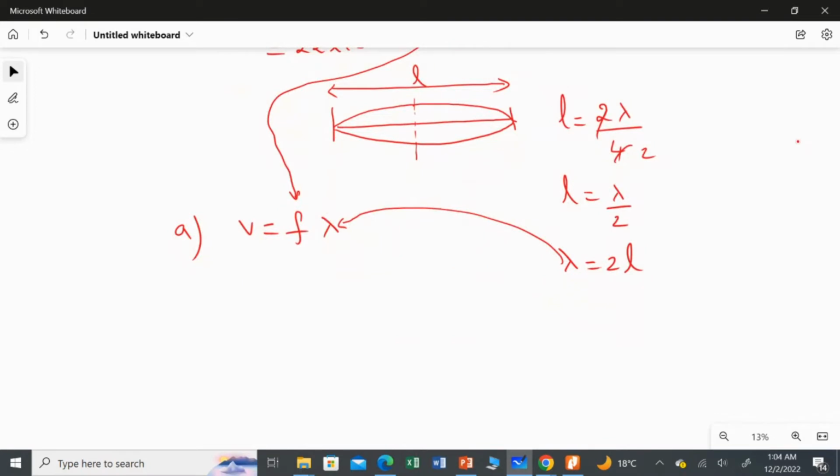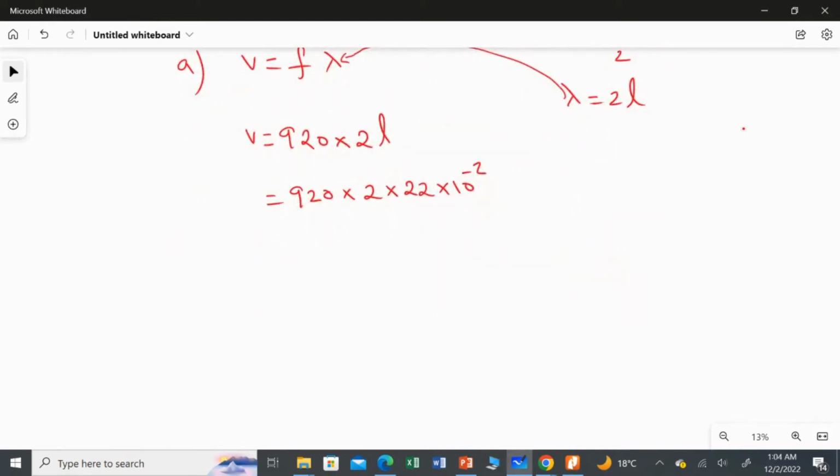So therefore V is equal to the fundamental frequency 920 multiplied by 2 times L. So therefore 920 multiplied by 2 times the length, which is 22 centimeters, so 22 multiplied by 10 power minus 2. So I'm going to multiply all for getting the answer for the first question. So 920 multiplied by 2 multiplied by 22 multiplied by 10 to the power minus 2, I got 404.8 meter per second. Clear? So this is the answer for the first question.